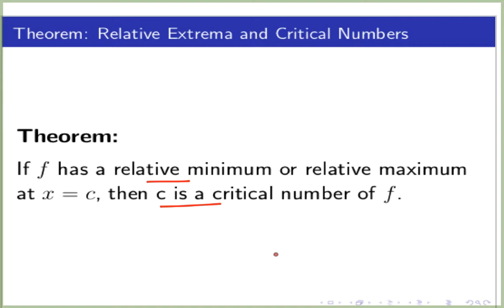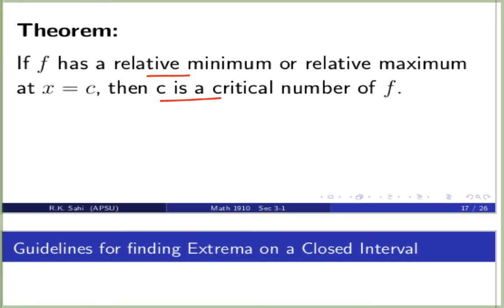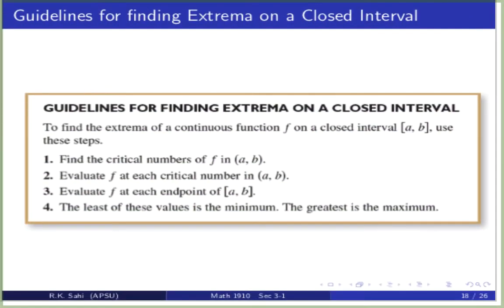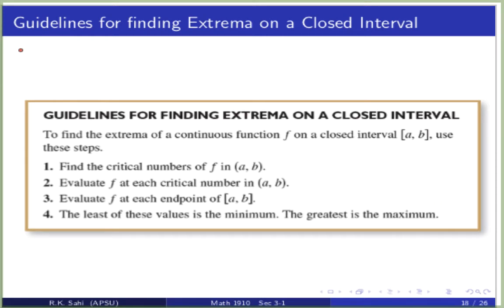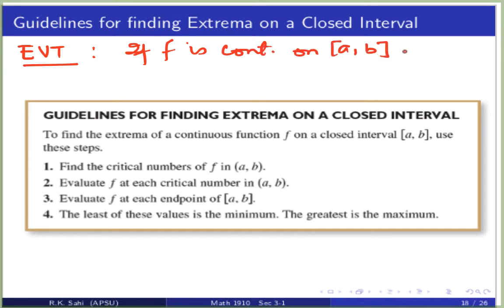Okay, so now we have learned the theory. We are now going to find the guidelines to finding the extrema of a function on a closed interval. Remember, we talked about the extreme value theorem. What is the extreme value theorem? Remember, it says if the function is continuous on a closed interval [a, b], then the function has a maxima and a minima on that interval.